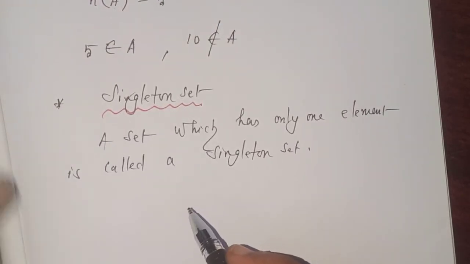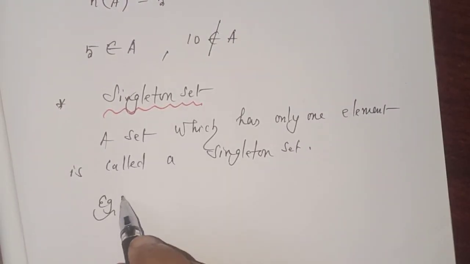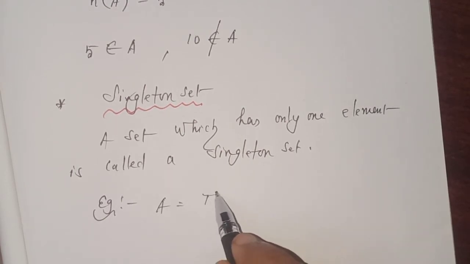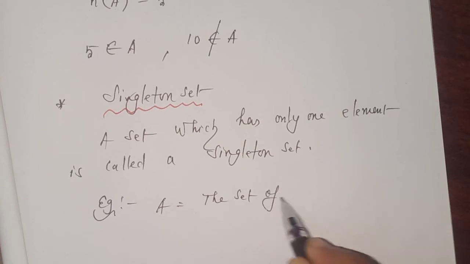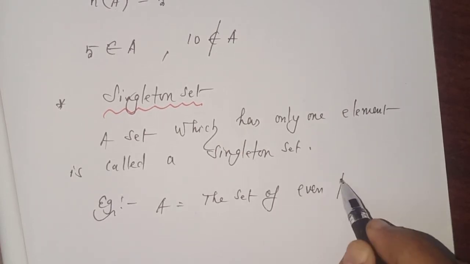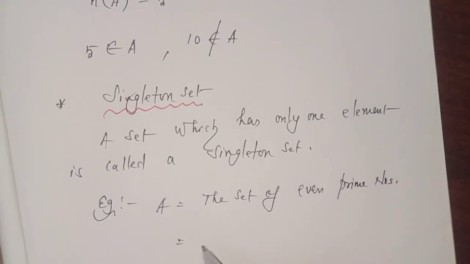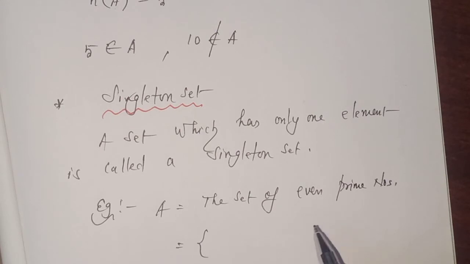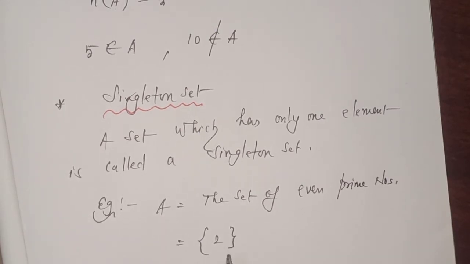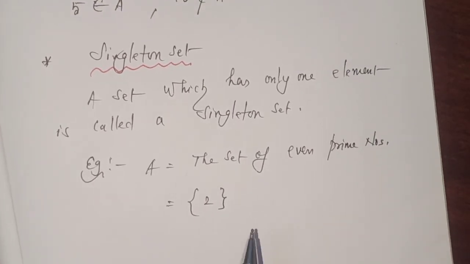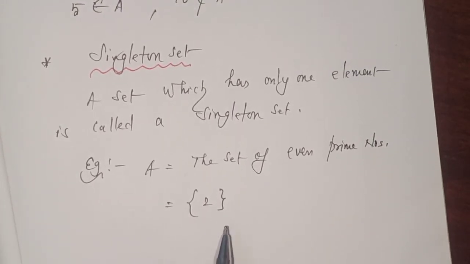I can give an example. A is equal to the set of even prime numbers. You know very well, out of all the prime numbers, 2 is the only even prime number. Other prime numbers are all odd numbers. It is a very good example for a singleton set. A set has only one element.